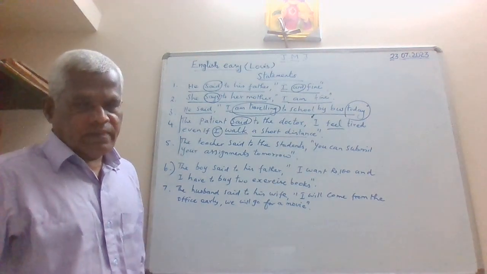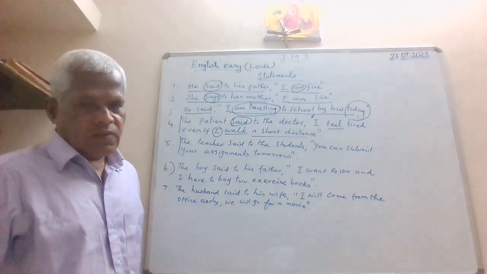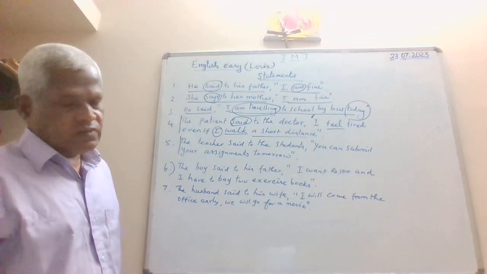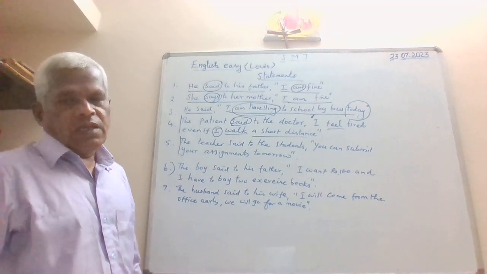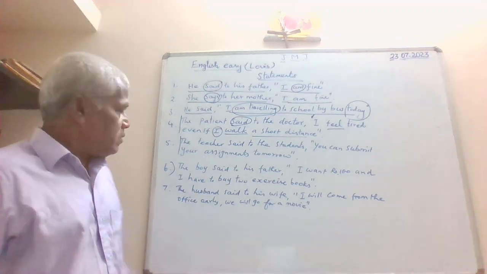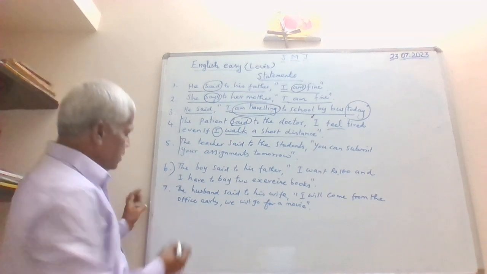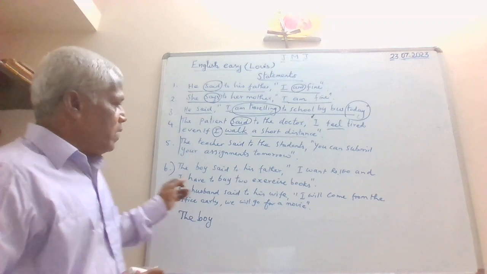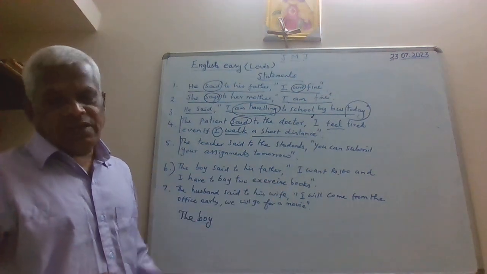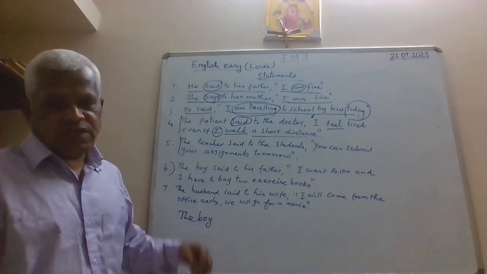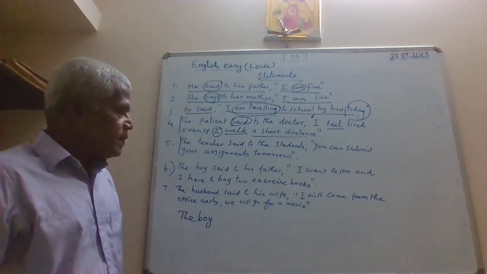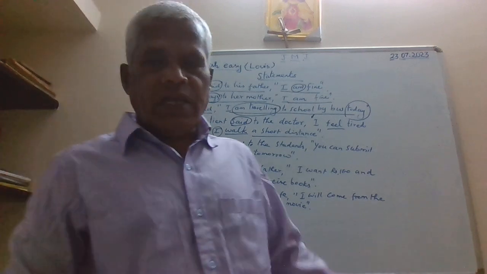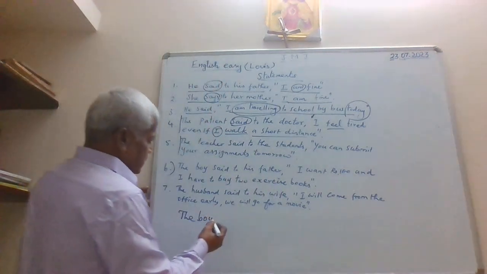Will you go for a change? You try to work it out. Try to change. Begin with the portion outside the inverted commas. What is that? The boy. The boy, of course, what is he doing here? He is requesting his father, or he is asking his father. So you can easily use the verb asked. The boy asked his father.